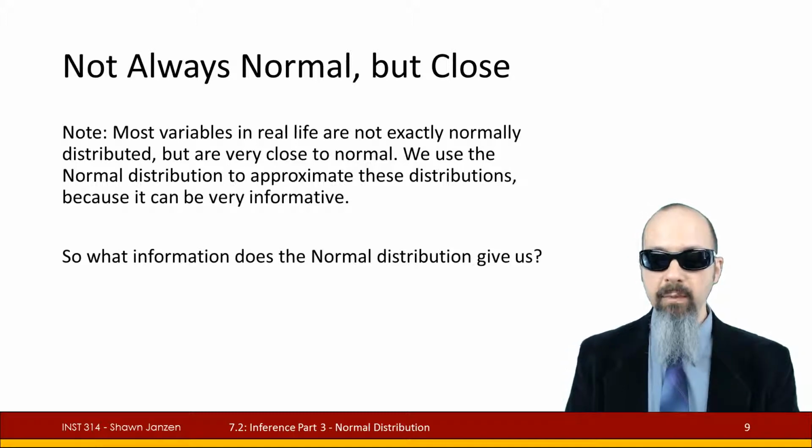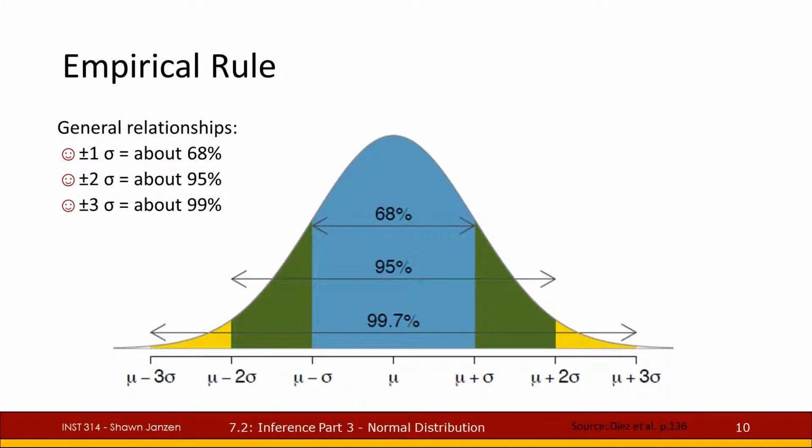So what kind of information does the normal distribution give us? Well, it gives us the empirical rule, also known as the 68-95-99 rule. What this says is that under a normal distribution, we can identify what proportion of the sample or the population is going to exist under that curve. We take the center of the normal distribution, and that's mu, or if it's standardized, 0. And we can go out one standard deviation in either direction. That's plus or minus one standard deviation.